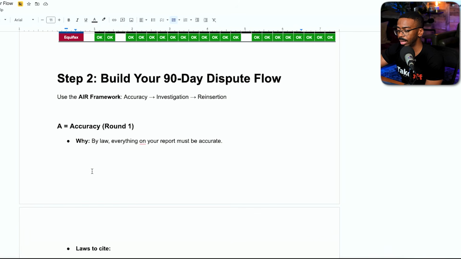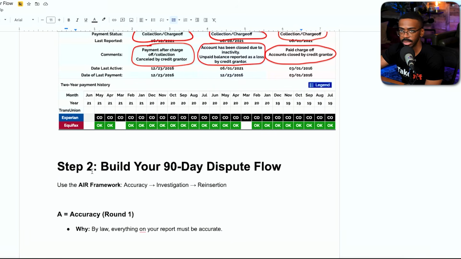Now, with that in mind, we understand what a 90-day dispute flow is. We understand what you can use within a dispute flow, which is leveraging inaccuracy. Now we want to build our 90-day dispute flow. And we're going to build it using something that I don't think I've heard anyone else in the credit restoration space say. So I'm going to say I created it.